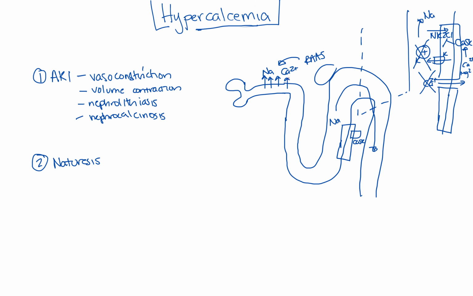This leads to a feed-forward loop where volume contraction ultimately leads to worsening hypercalcemia. So hypercalcemia leads to volume contraction. This activates RAS. This leads to our attempt of absorbing sodium and calcium in the proximal tubule, which worsens the hypercalcemia that we're already experiencing. Okay?